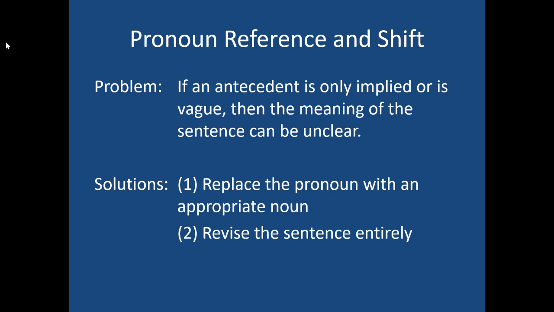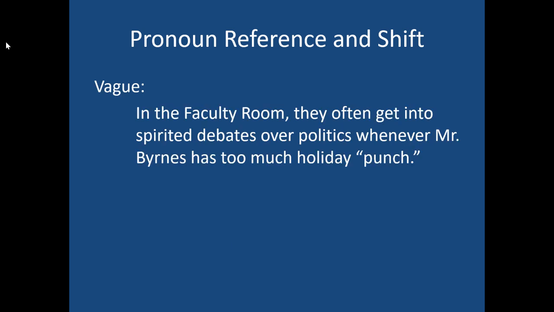Another problem we can come across is when the antecedent is only implied or it's vague, and therefore the meaning of the sentence can be unclear. So once again, our two solutions are always going to be: get rid of the pronoun and put a very specific noun in place of it, or change the sentence completely. Here's what I mean. If I said, "In the faculty room, they often get into spirited debates over politics whenever Mr. Burns has too much holiday 'punch.'"